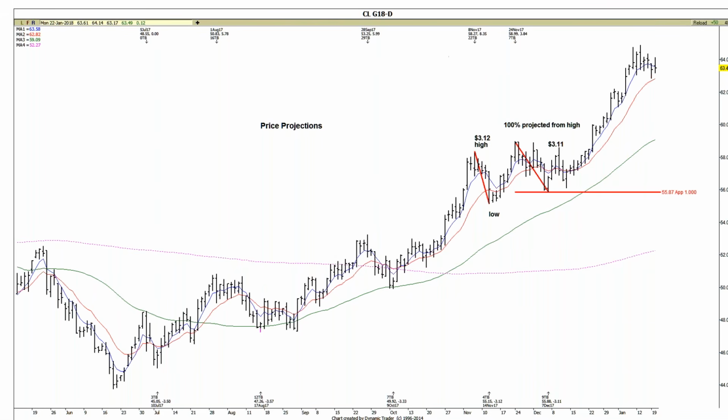This is a daily chart of crude oil. Now here, I'm basically comparing these two swings in the same direction, okay? So you have one high to low that was $3.12, projected from the next high, which ended up being $3.11, okay? So it gave us 55.87 as the possible support. 55.88 was the actual low in this case, and we ended up seeing a really nice healthy rally after that support held.